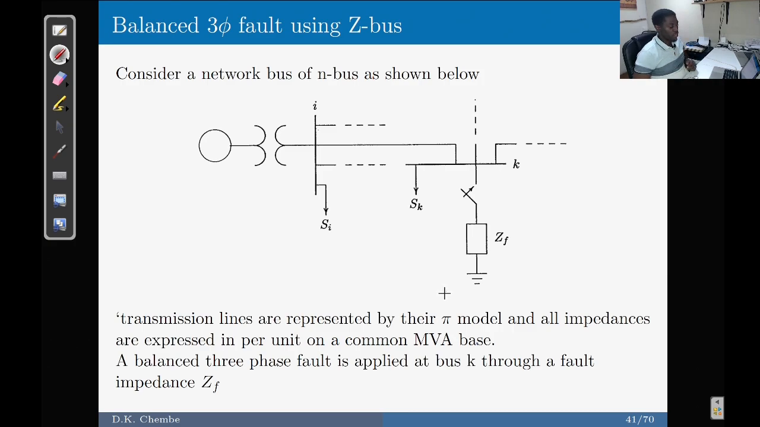The fault here is applied to bus K. So this is bus K, where the fault is applied. Usually the faults are on the transmission lines, but we shall look at the cases where those scenarios are considered. So when we have a fault at bus K, it's developed through a fault impedance ZF to ground.